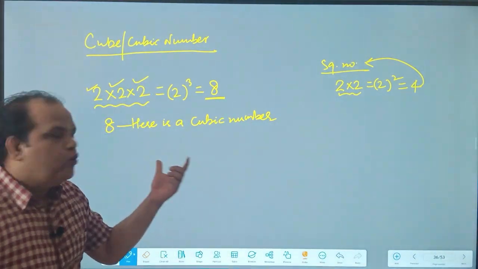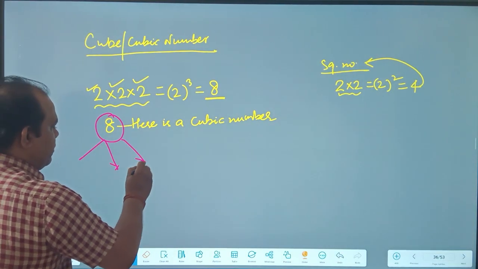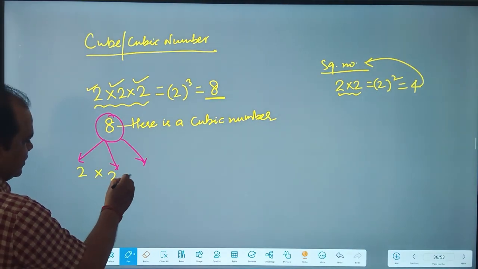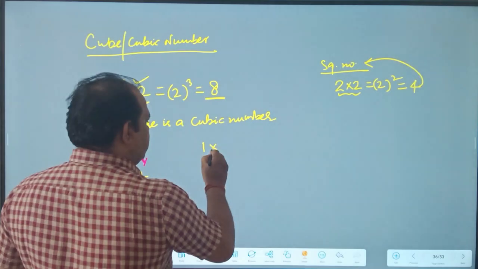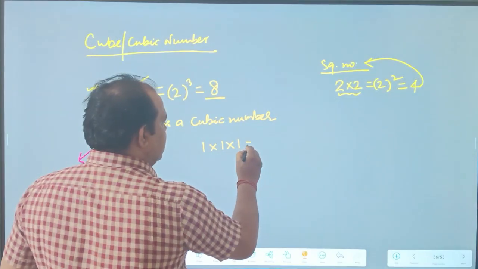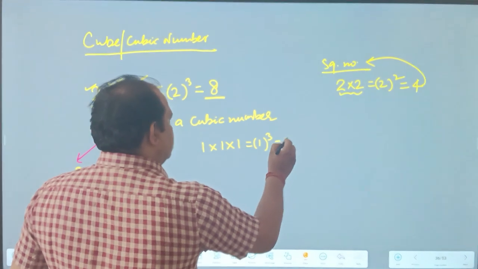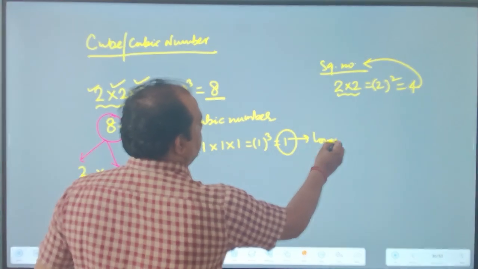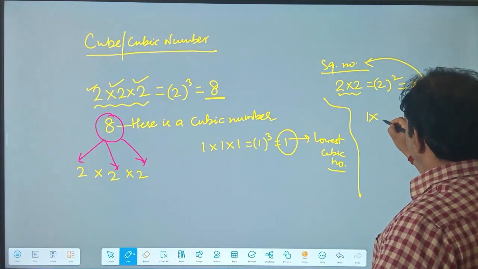And why is it a cubic number? Because 8 can be written as a number multiplied by itself three times. What would be the lowest number? It would be 1. If you multiply 1 into 1 into 1, it will be 1 to the power 3, and that is also equal to 1. So 1 is the lowest cubic number. If we talk of the square, 1 is the lowest square number also.